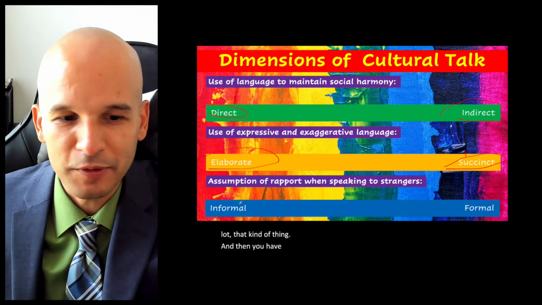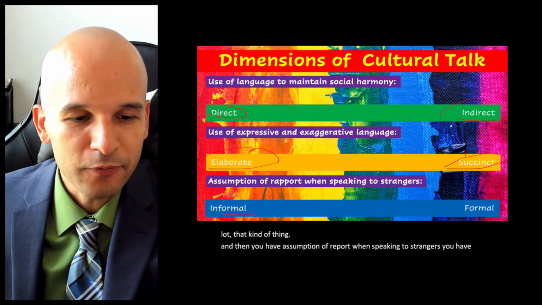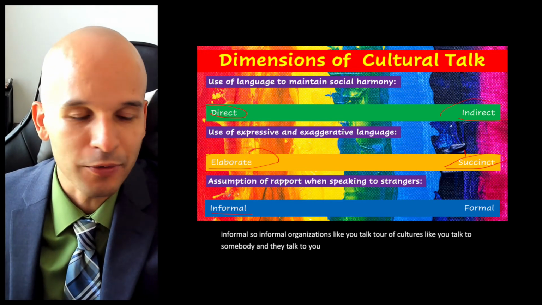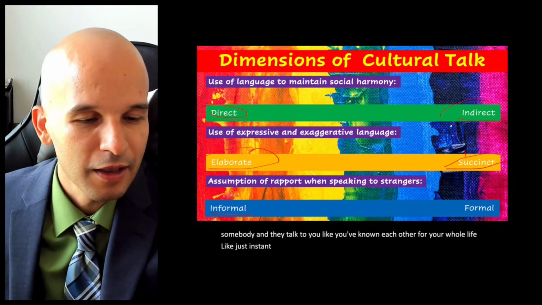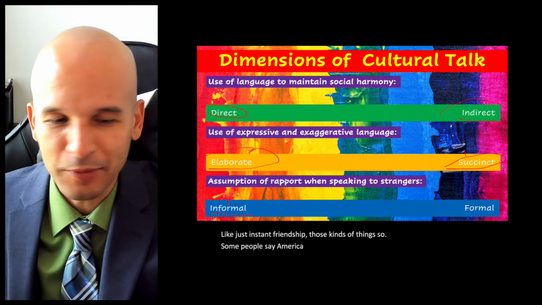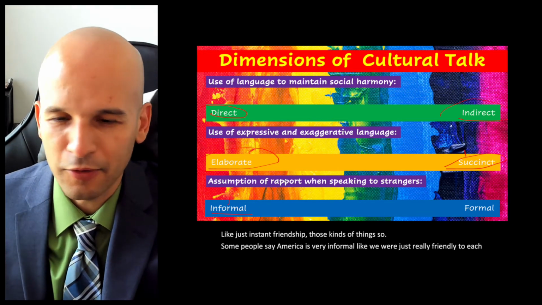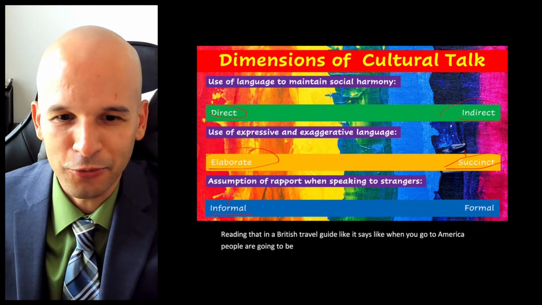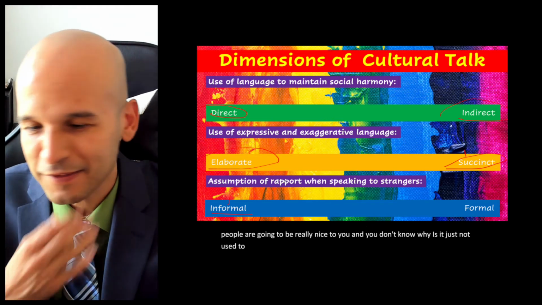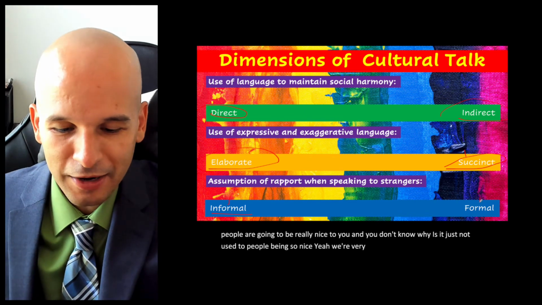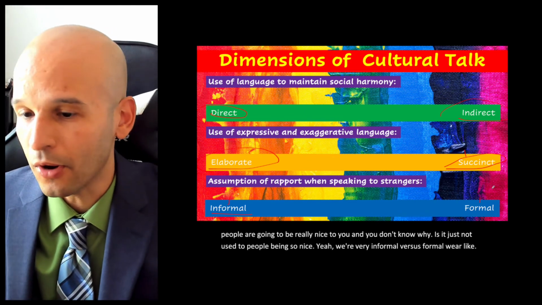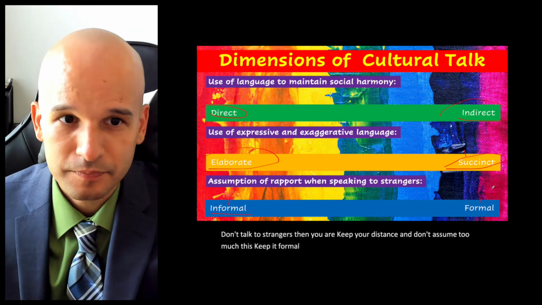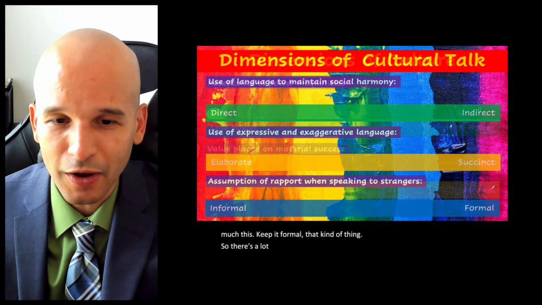And then you have assumption of rapport when speaking to strangers. You have informal cultures, where you talk to somebody and they talk to you like you've known each other your whole life, like instant friendship, those kinds of things. Some people say America is very informal, like we're just really friendly to each other. I was reading in a British travel guide that when you go to America, people are going to be really nice to you, and you don't know why, because you're just not used to people being so nice. Yeah, we're very informal. Versus formal, where you don't talk to strangers, and when you do, you keep your distance, and don't assume too much, just keep it formal, that kind of thing. So there are a lot of dimensions of culture to think about.